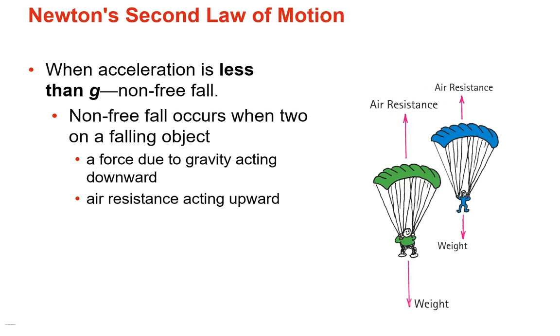Terminal velocity is the speed an object has when the upward force due to air resistance is equal to its downward force due to gravity. Right. And so in this picture, we have a light guy and a heavy guy. The heavy guy has a bigger downward force of gravity, so he's going to have to go faster to reach terminal velocity. So he's not in free fall. Neither of them are in free fall, that's correct.